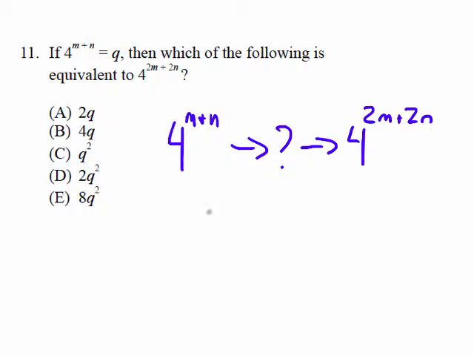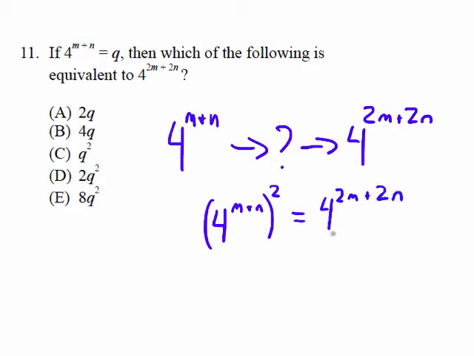How do we double an exponent? How do we multiply an exponent by something? Well, quite simply, we raise it to the second power. So this is 4 to the m plus n squared. If we raise a power to a power, that means we multiply the powers. So 4 to the m plus n all squared equals 4 to the 2m plus 2n.